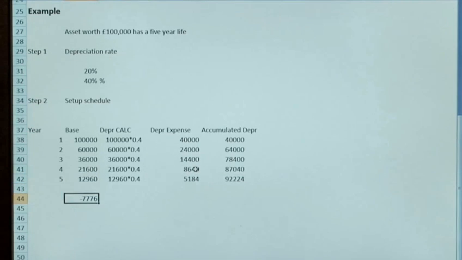You'll see that there's an outstanding balance, which is basically because we've used an approximation for the depreciation rate. So what we need to do is just make sure, because there's no residual value on the asset, that we take all this additional depreciation expense into the final year. So we would just add 7,776, which means that we've started with a base of 100,000 over the 5 years, and we've accumulated the depreciation for the full 100,000.